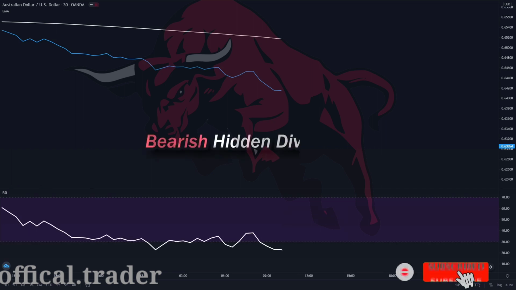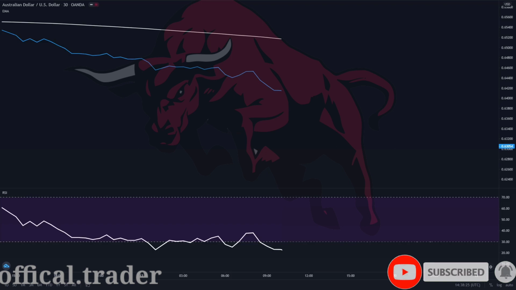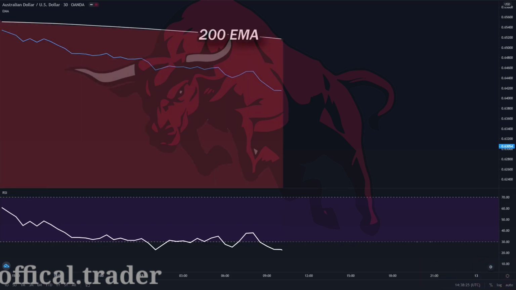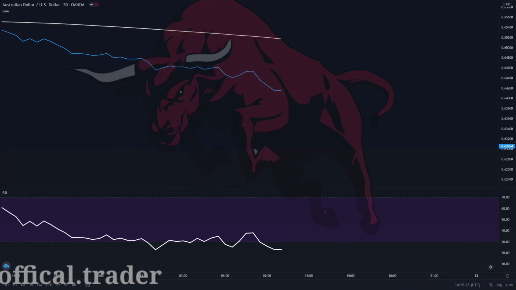Now, let's try to find bearish hidden divergences. First, you want to make sure that the price is below the 200 EMA. Next, you want to look at the RSI and identify the latest swing high. Then, you place a horizontal line at the swing high of the RSI and the same swing high of the price.